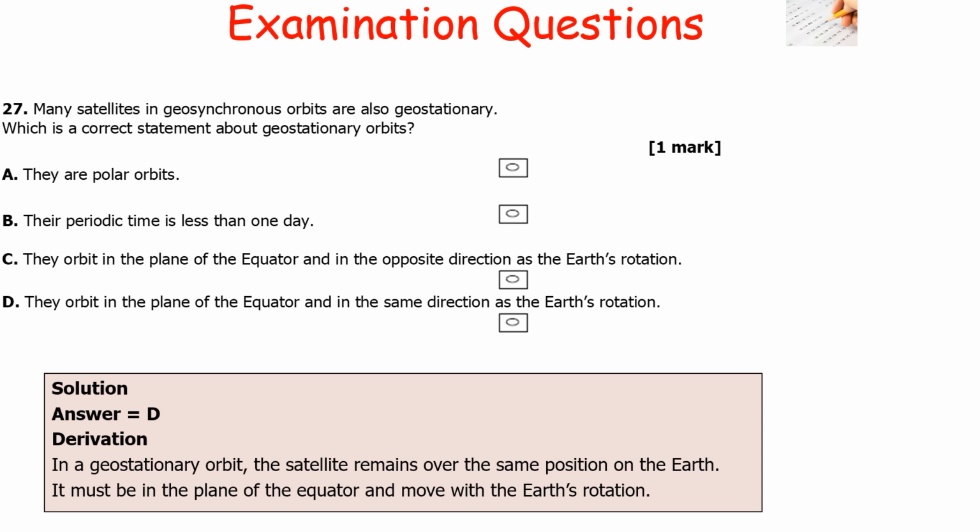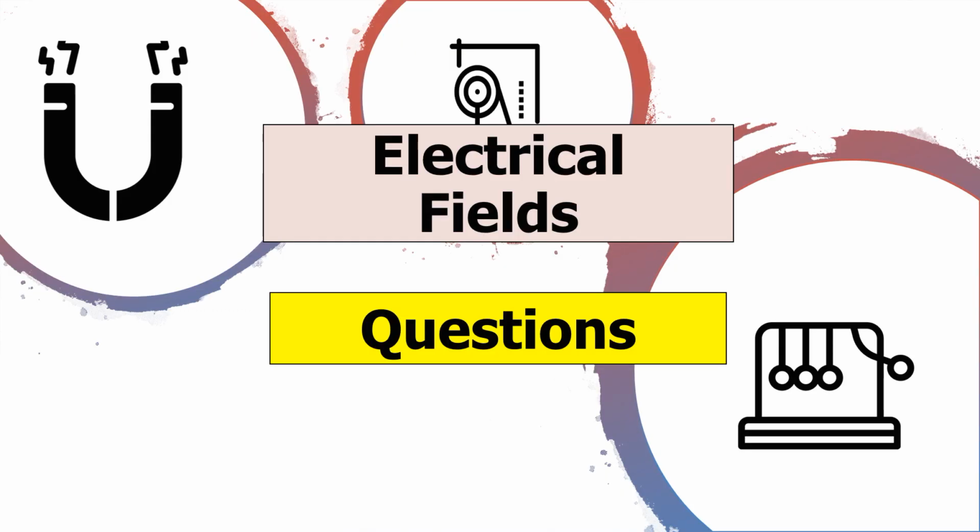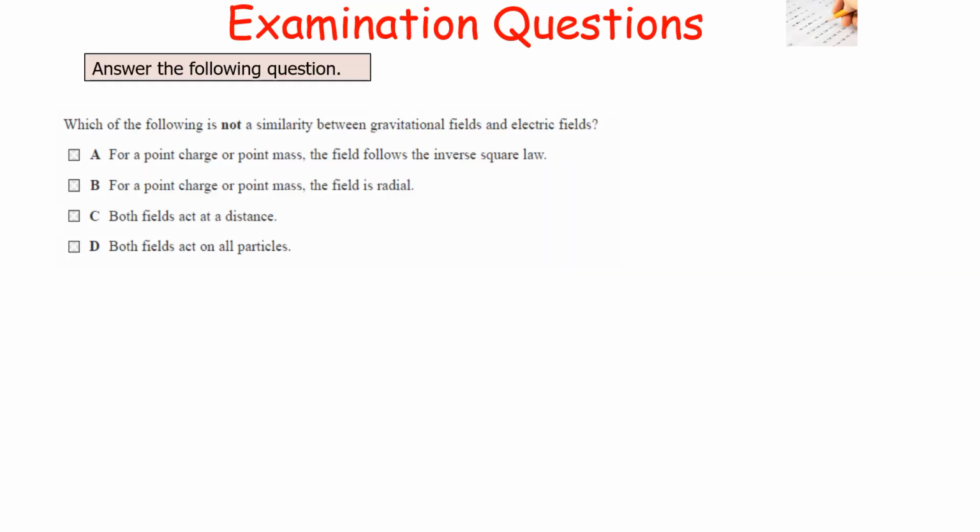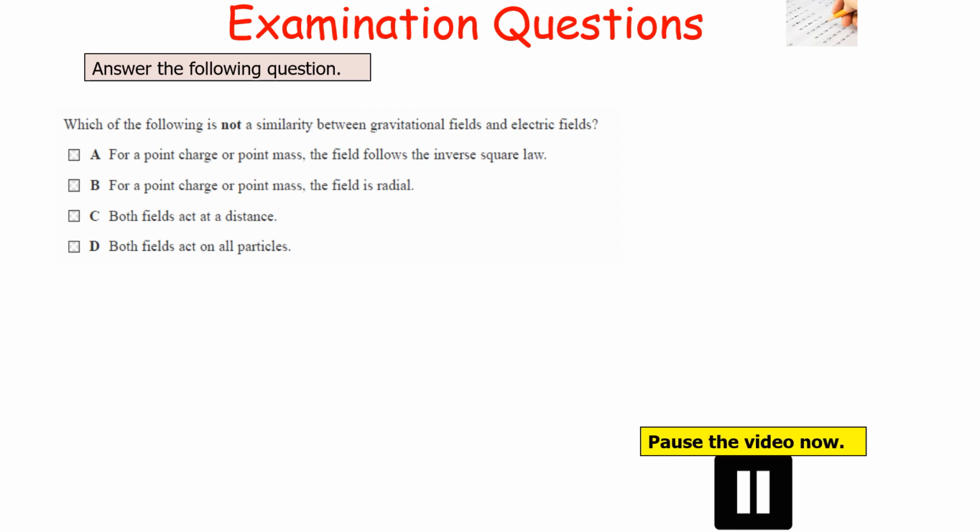So our answer is D. Let's now have a look at a few questions on electrical fields. So our first question says, which of the following is not a similarity between gravitational fields and electrical fields? So pause the video now, then unpause the video when you want to go through your answer.